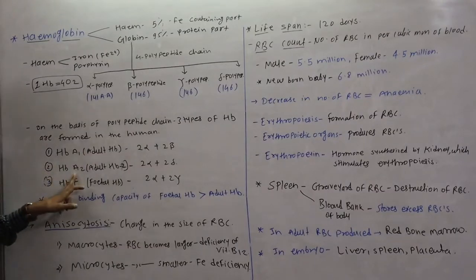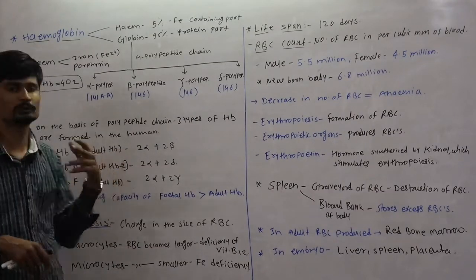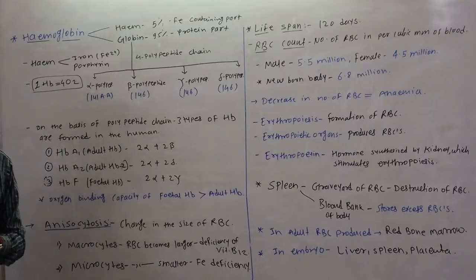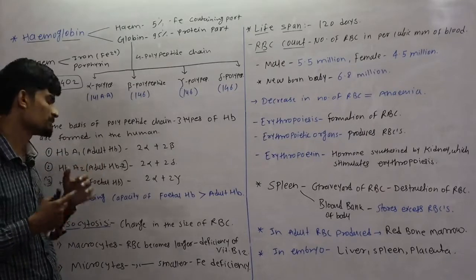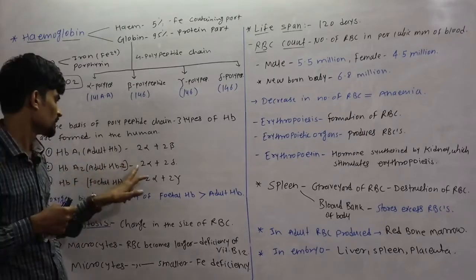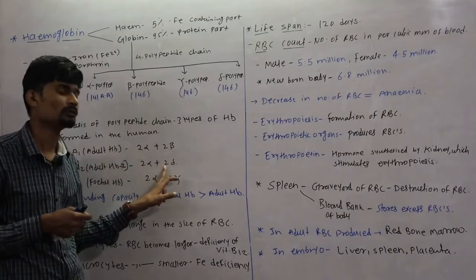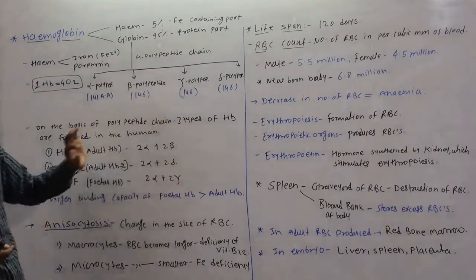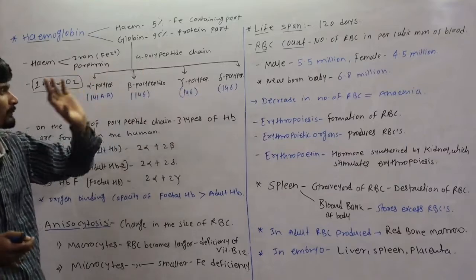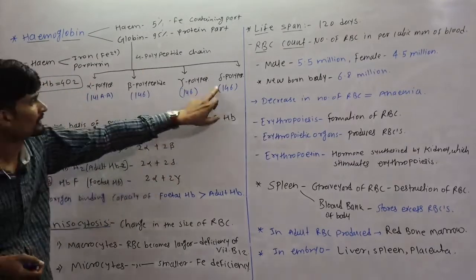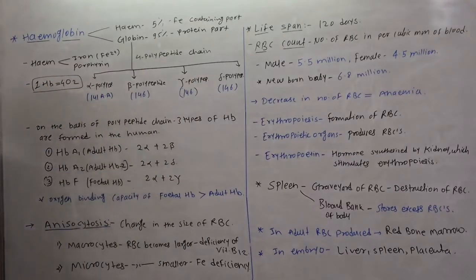Then HbA2 means adult hemoglobin 2. So there are 2 types of hemoglobin in the adult, HbA1 and HbA2. It is made up of 2 alpha and 2 delta polypeptide chains. So 2 alpha and 2 delta polypeptide chains are present.